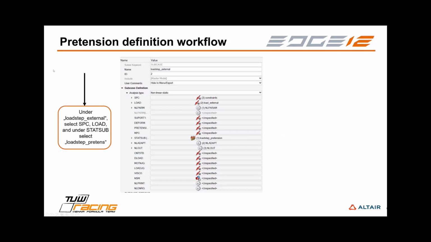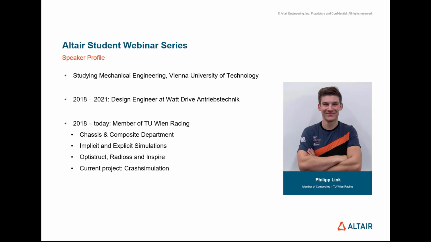Lastly, when creating our external load step, we select our constraints and our loads as usual. In addition to that, under STATSUB, we have to select our pretension load step. So when the solver solves our model, the pretension load step gets solved first, and the results from this load step will then be used as a starting point of our second load step. This will take our pretension into account, and then we'll apply the loads externally. Thank you very much for your attention, and let me know if you have any questions.